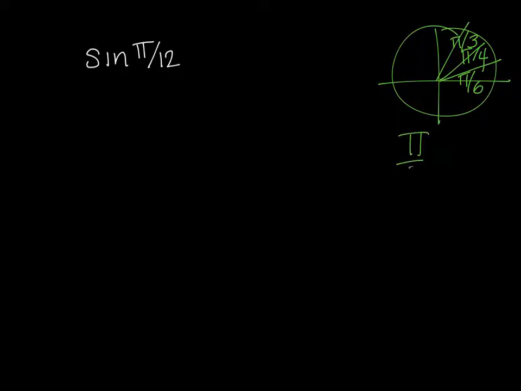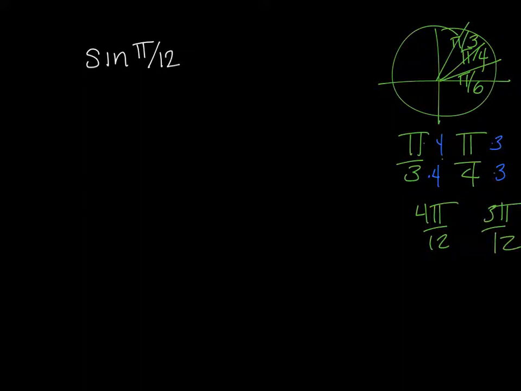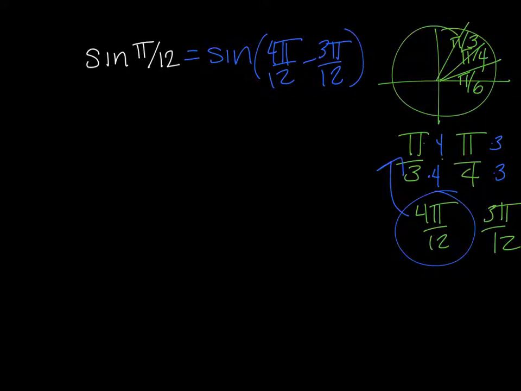So if I'm looking at common denominators, I would multiply by 4 and multiply by 3, top and bottom. So now we have 4 pi over 12, and then this one is 3 pi over 12. And if I want to get just 1 pi over 12, I'm going to subtract these. So I can rewrite this as the sine of 4 pi over 12 minus 3 pi over 12. But you know what? 4 pi over 12 is pi over 3, and I know that better. So I actually want to write this one as pi over 3.